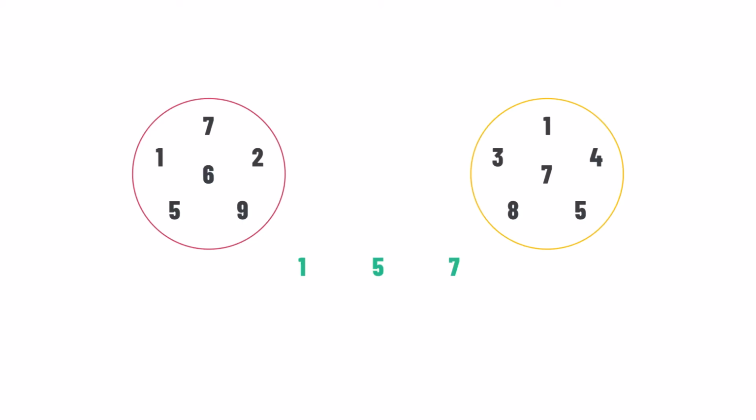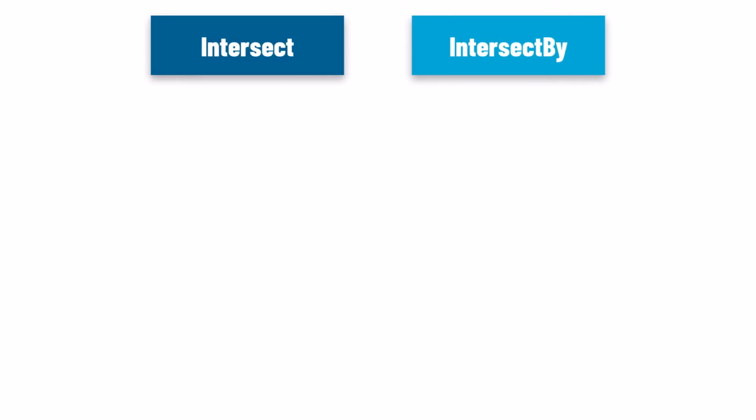In the world of programming, especially when dealing with collections like arrays or lists, we often face similar challenges. How to find common items between collections. This is precisely where LINQ methods like Intersect and IntersectBy come into play. So, what do these methods do, and when and how should we use them? In this video, we are going to delve into both methods.